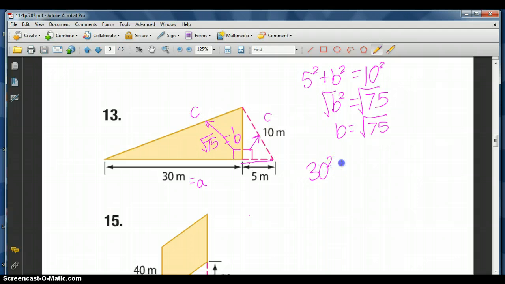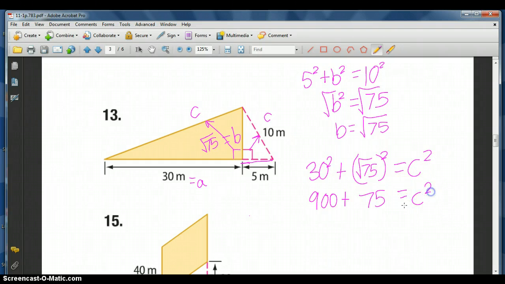30 squared plus the square root of 75 squared is equal to C squared. 900 plus, the square root of 75 times the square root of 75 is 75, equals C squared. So we would just want to take the square root of 975, which we get approximately 31.22.